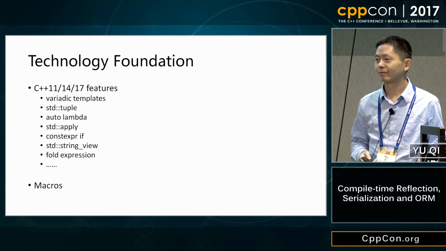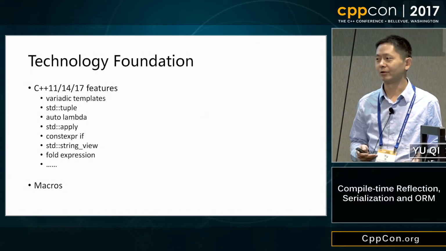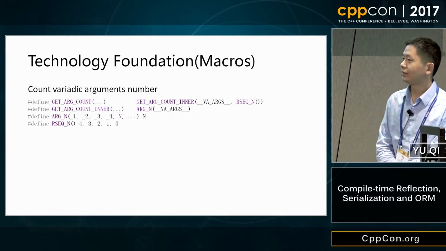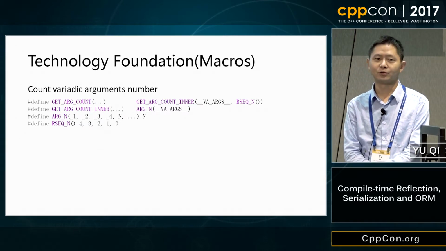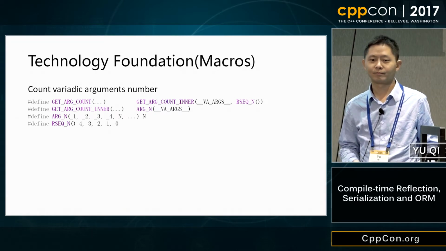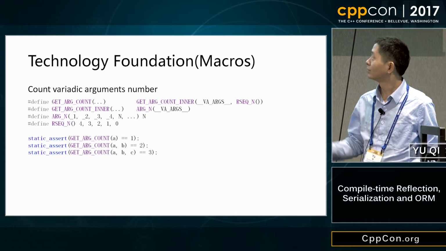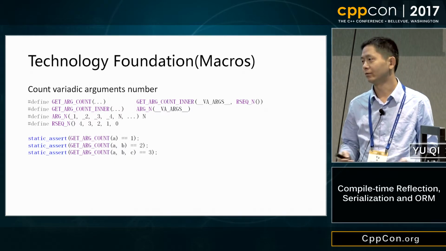Later I will introduce some macros. The macros will be used later. This is the first macro. This macro helps us to count the variadic arguments. If we pass one argument, the result is 1. If we pass 2 arguments, the result is 2.